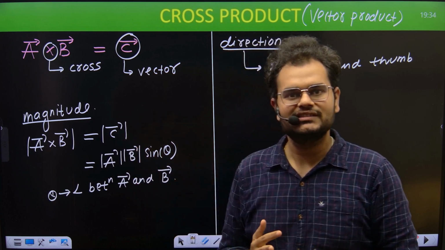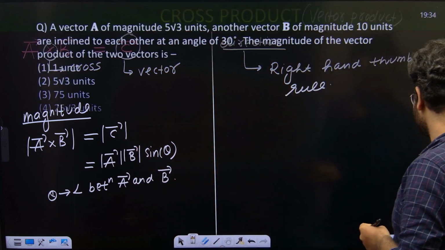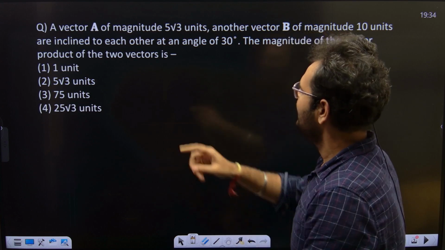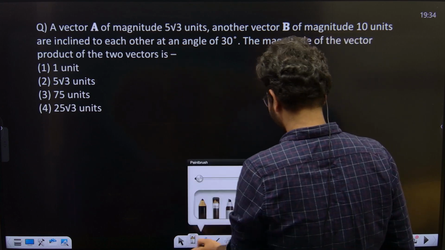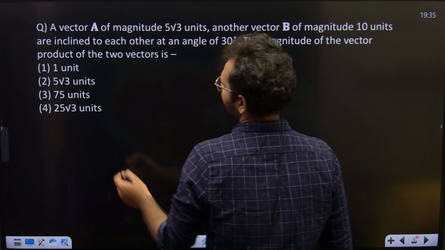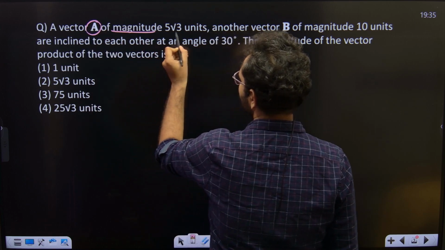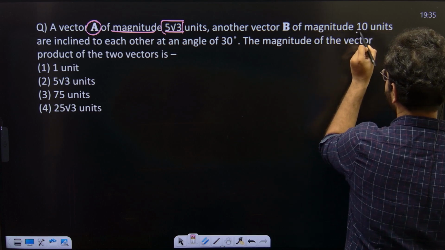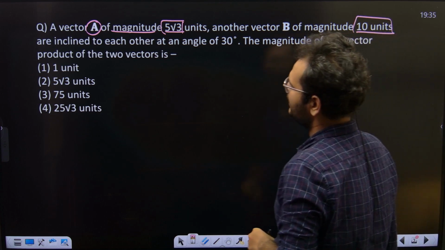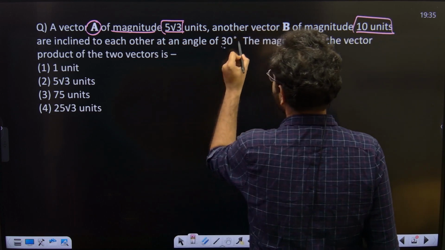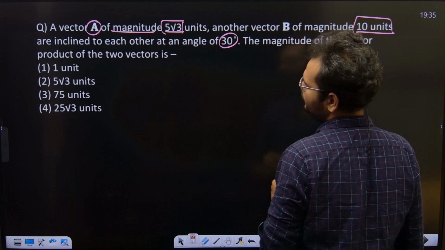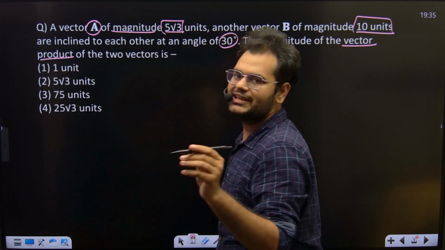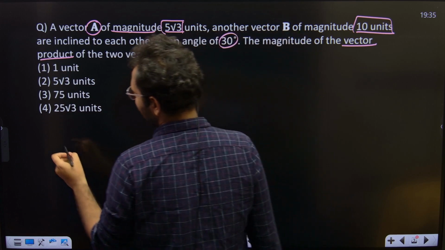So directly questions? Yes, that's the beauty of this lecture. First question before you. What is the first question, sir? Let us read the question. A vector A has magnitude 5 root 3. Okay, magnitude is given. Another vector B of magnitude 10 units are inclined to each other at an angle of 30 degree. Fine. What are they asking? Vector product. Sir, what is vector product? Vector product and cross product are the same thing. So very easy question. How to go about this?